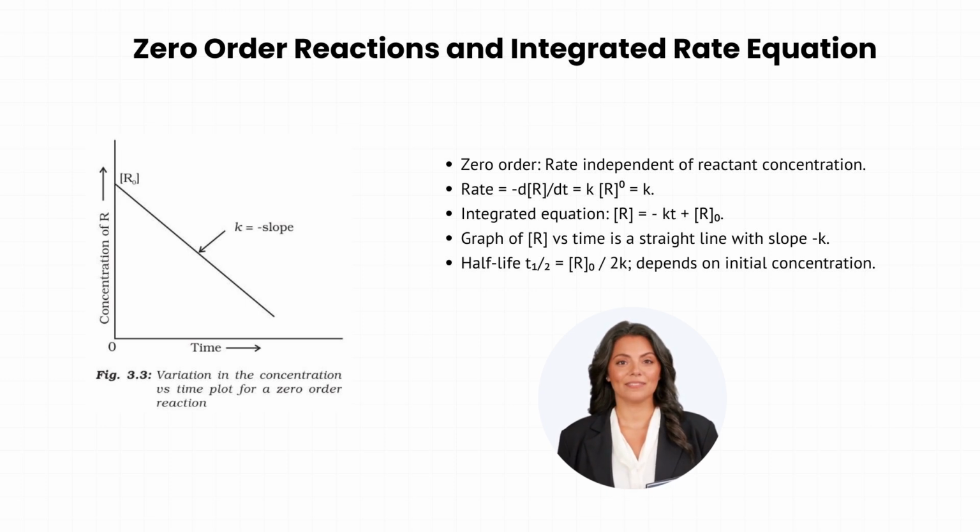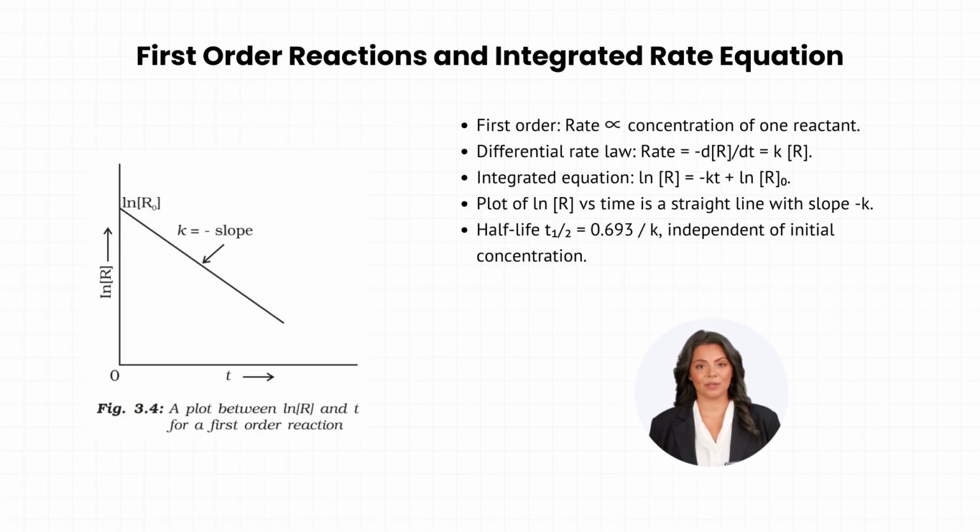Think for 20 seconds. First-order reactions are the most common type you'll encounter. Here, the reaction rate depends linearly on the concentration of one reactant. The integrated rate law transforms the differential form into a handy equation. Natural logarithm of concentration equals minus k times time plus the natural logarithm of initial concentration. Plotting ln of concentration versus time yields a straight line where the slope is negative rate constant k. This simplification is powerful for analyzing experimental data.